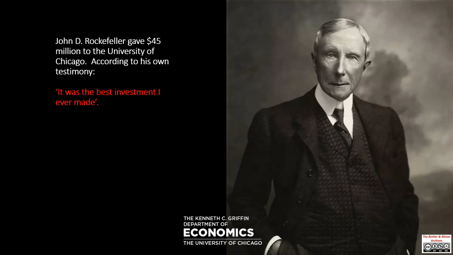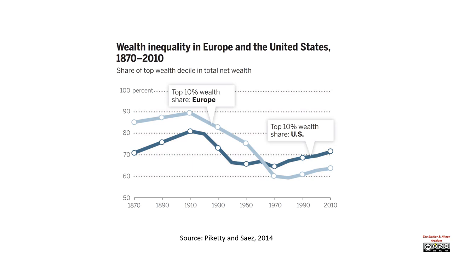And neoclassical economics helped legitimize Rockefeller and his kind. And why was it necessary to legitimize capitalists? Well, primarily because of growing inequality. According to this chart, wealth inequality rose dramatically in the latter half of the 19th century. By 1910, the top 10% of the population owned 80% of the wealth in the US and 90% in Europe. And surprising as it may sound, during the late 19th century, there was no satisfactory theory to justify this disparity.